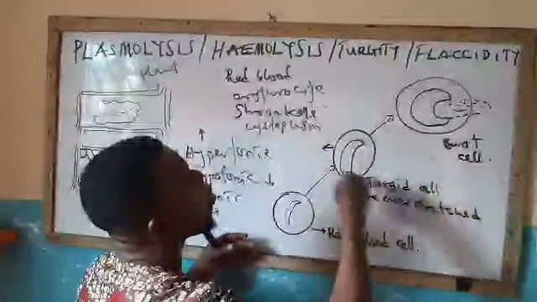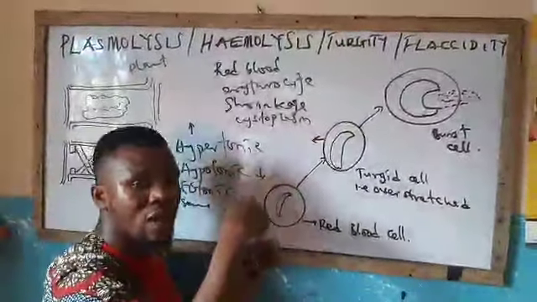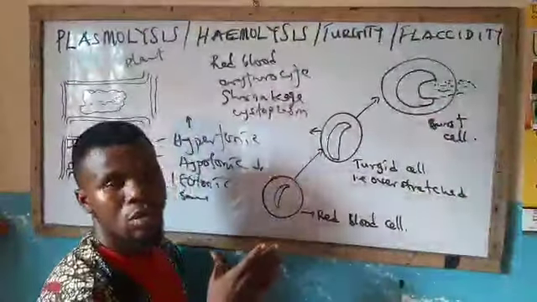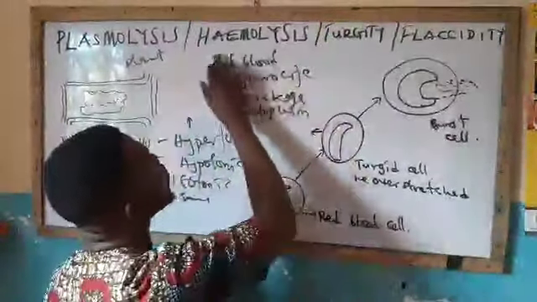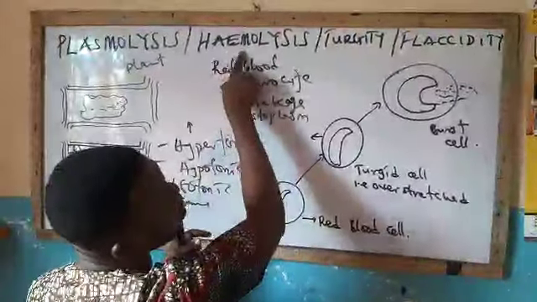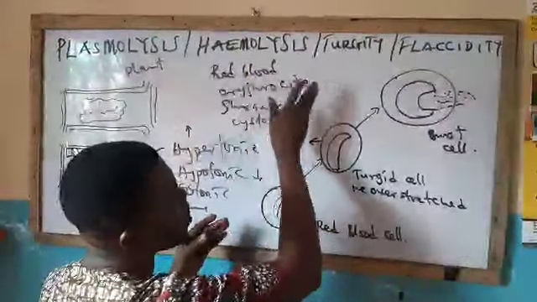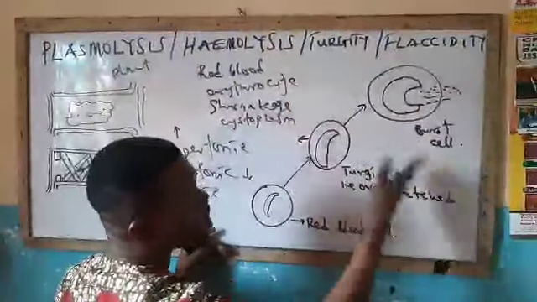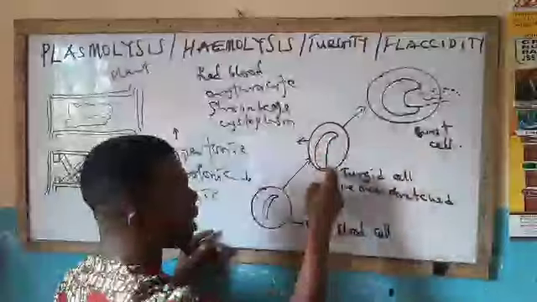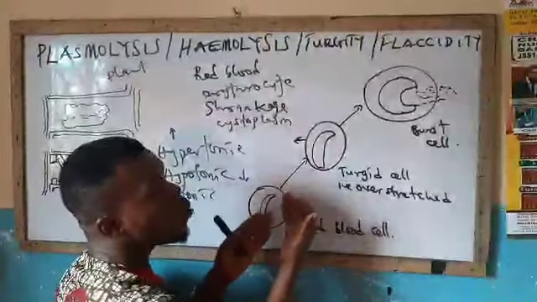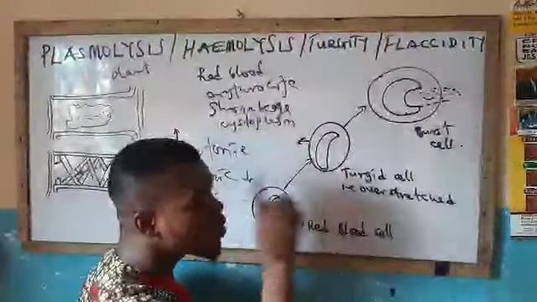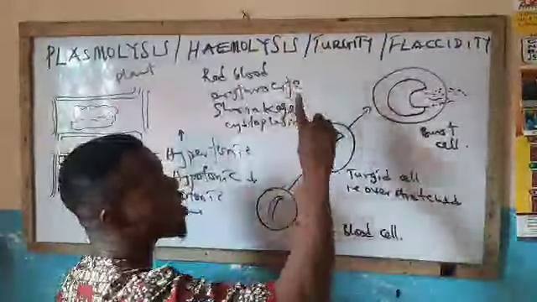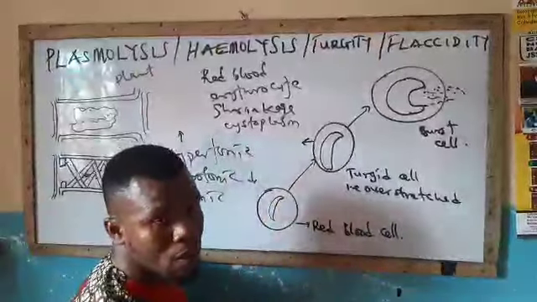Then at the end of the day, with continuous absorption of water due to the higher concentration of the red blood cell, the cell will burst. So hemolysis is the process. From the name, hemo means red blood, and lysis means splitting. When the red blood cell absorbs water and splits, we call it hemolysis. Turgidity, like I said, is when a cell absorbs water and increases in size without bursting.